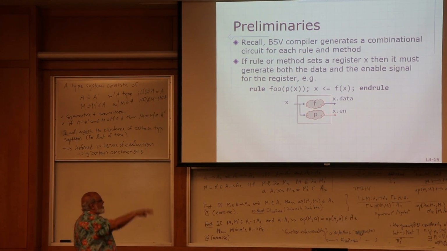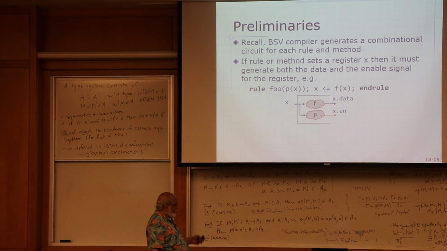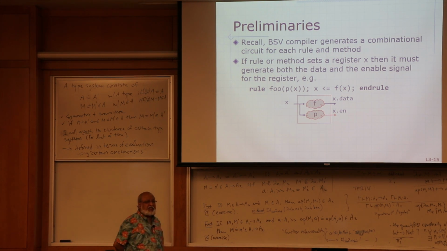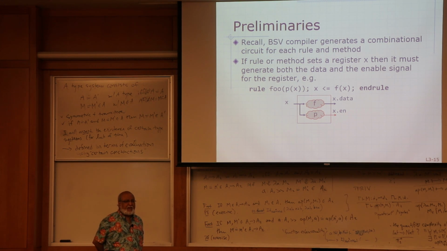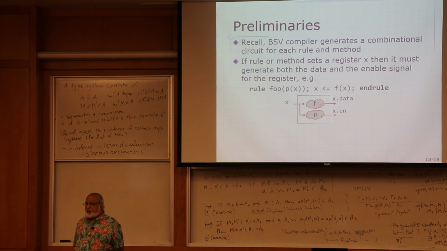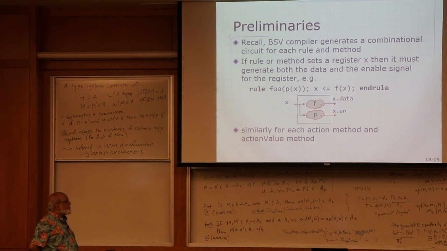Does it make sense? Because register X is somewhere out there, and its data value is F of X, and its enable signal is whatever P produces. So if P turns out to be false, then nothing will be stored in the register. Similarly for each action method and action value method, etc.